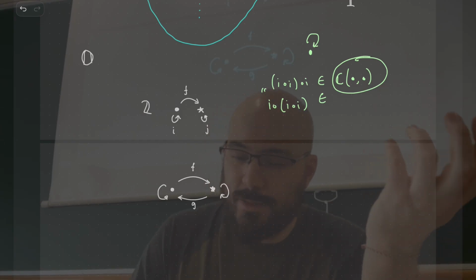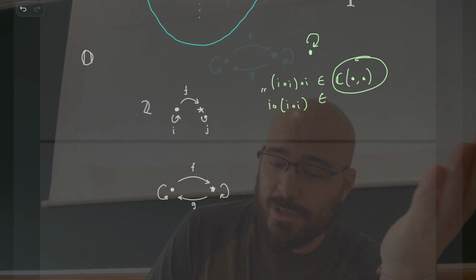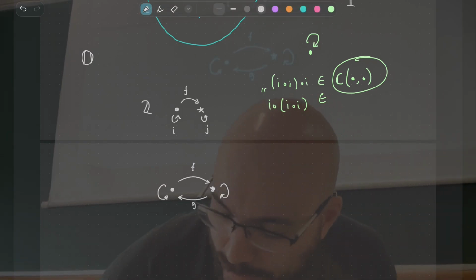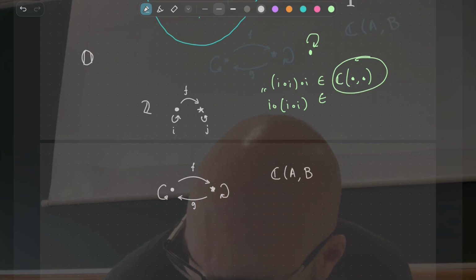And I need to check that they are associative, right? But if you look at what's going on here, this is a special case of a category where all possible hom-sets are what is called subsingletons.